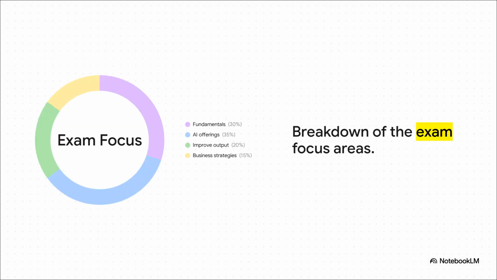If you're actually prepping to take the certification test, here's exactly where you need to focus your mental energy. 35% of the exam is going to test your knowledge of Google Cloud's specific AI offerings. That's the biggest chunk. Fundamentals come in right behind at 30%. Then, techniques for tweaking and improving AI output make up 20%. And finally, applying business strategies accounts for that last 15%. Keep this distribution in the back of your mind as we go. It's literally telling us exactly what Google values most for an AI leader.